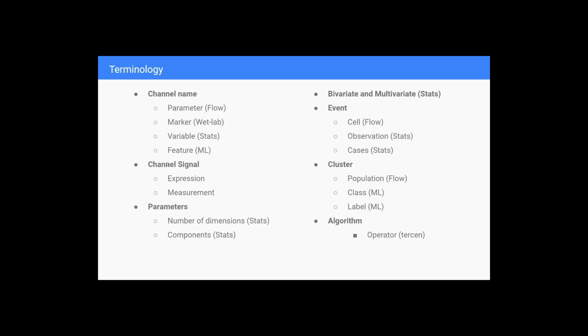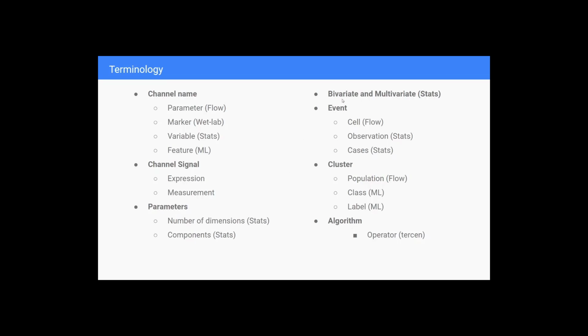A channel has a signal. Sometimes it's called an expression. Sometimes it's called a measurement, channel measurement. And these channels represent parameters. And a parameter is basically the number of dimensions. We mentioned 50 dimensions. And when you perform dimension reduction, these parameters can also become components. So these are stats words.